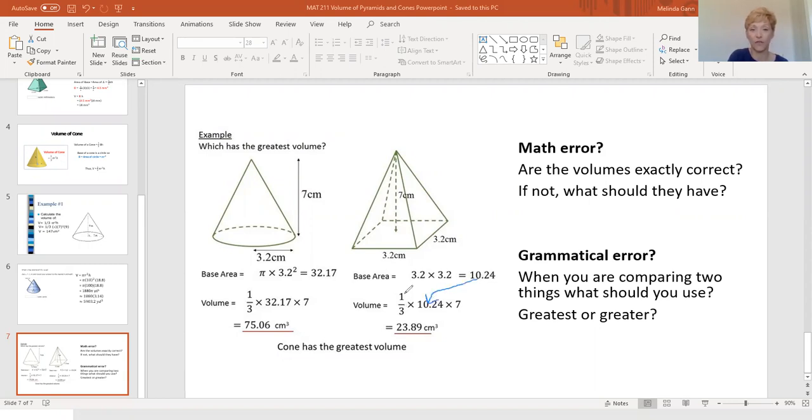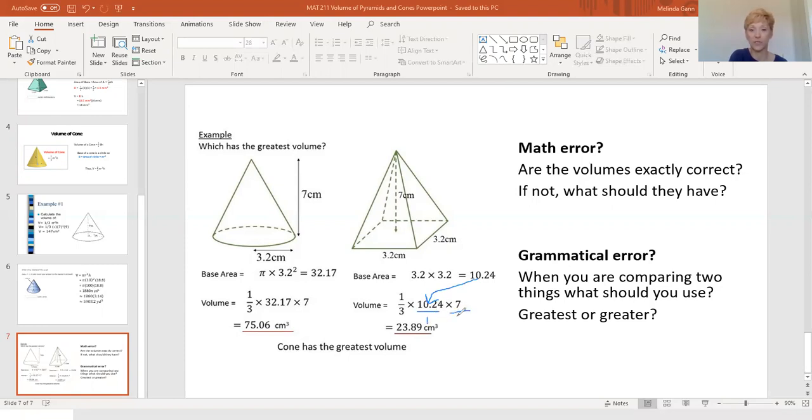So that's their 1/3 capital B times H, where H is the height of the whole pyramid. But what I want you to do right now is get your calculator out. Kind of stop the video, get your calculator, then come back and unfreeze it. Okay, now that you're back, look at what you would do.